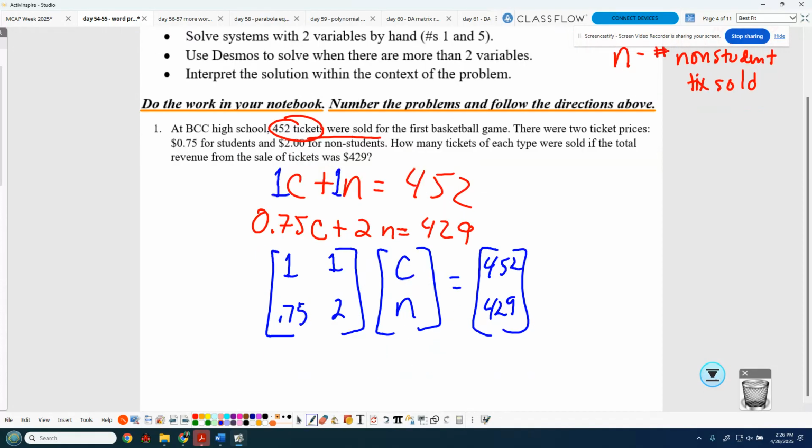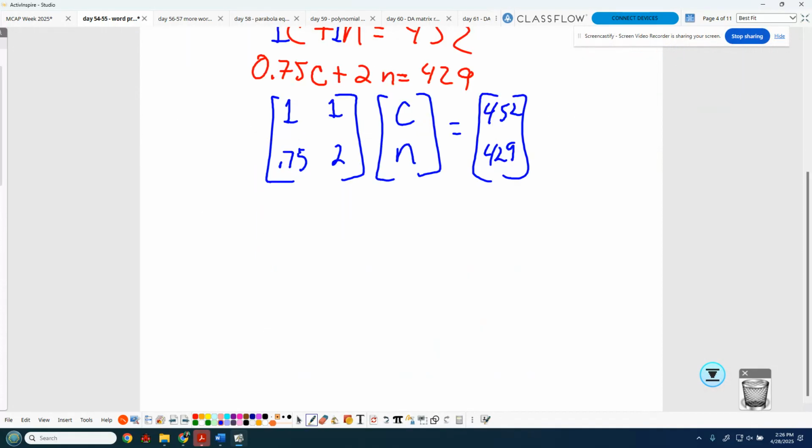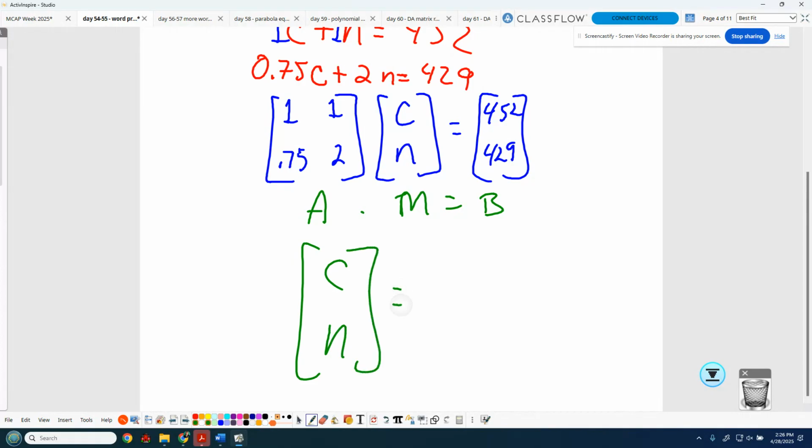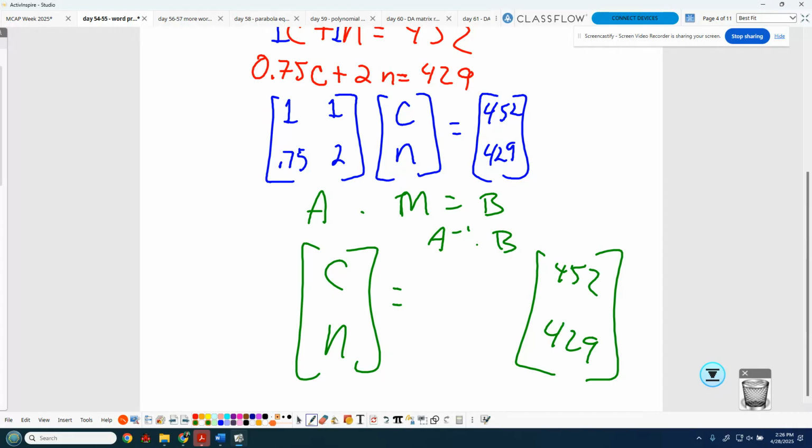Okay. And the directions ask you to solve 2 by 2s by hand. Is this a 2 by 2? Yep. So we're asking you to do it by hand. A times M equals B. So the answer that I want is A inverse times B. When I say by hand, you're allowed to use the four-function part of a calculator, the arithmetic, because these are yucky. But how do I find A inverse again?